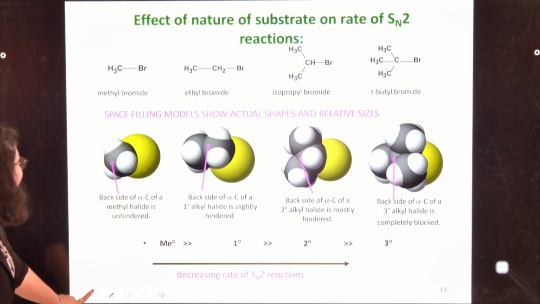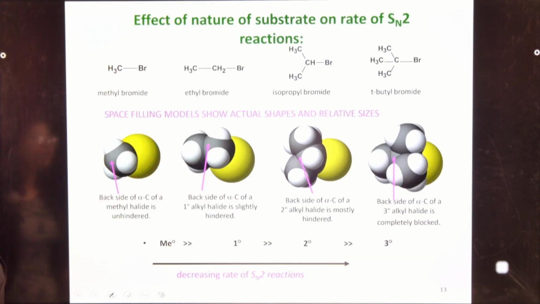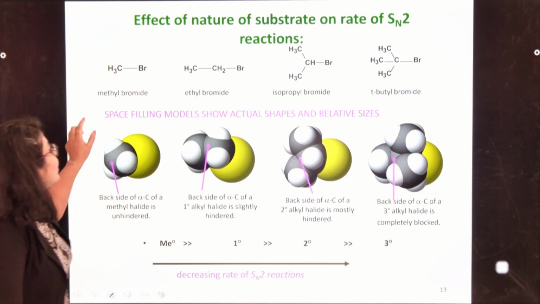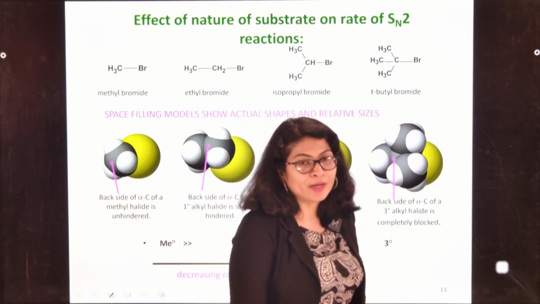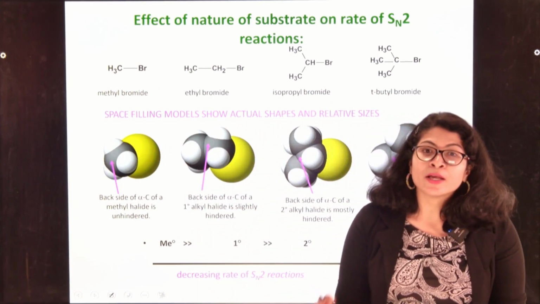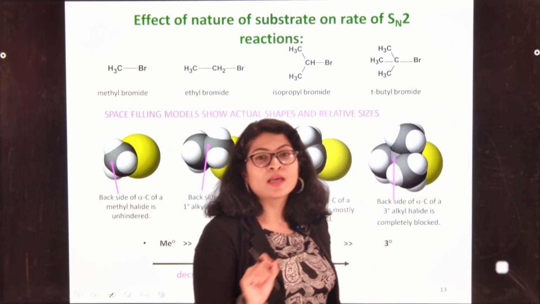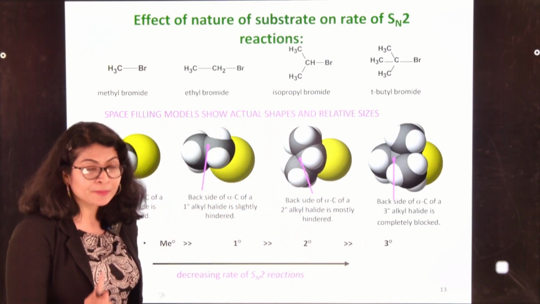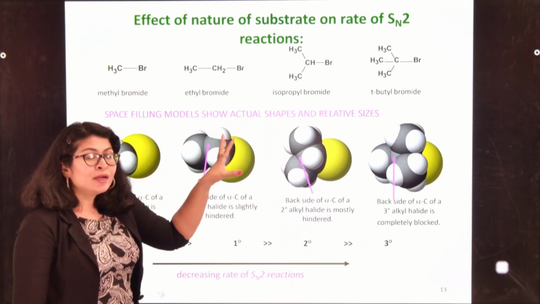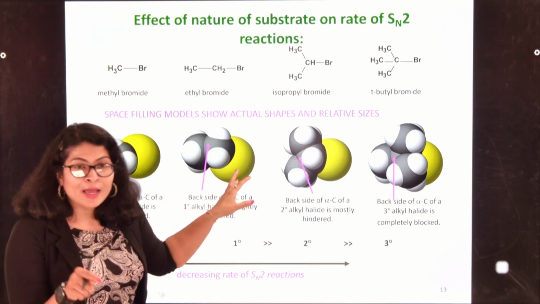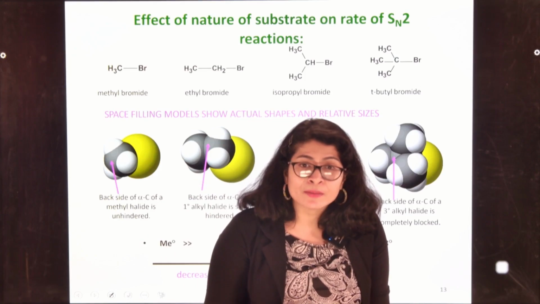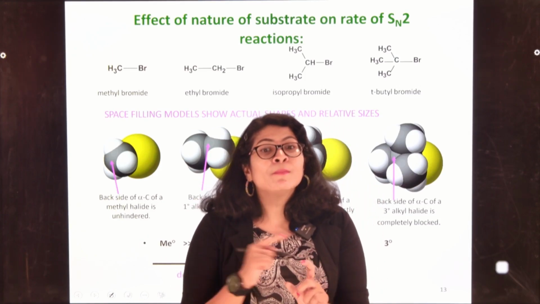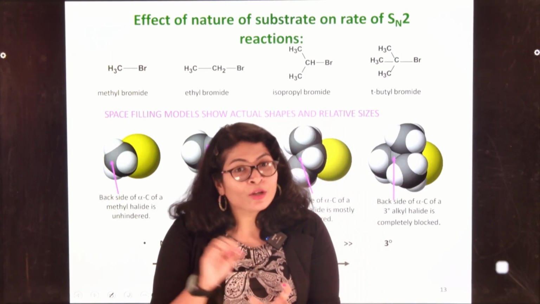Okay. Now if I see the nature of substrate: methyl bromide, ethyl bromide, isopropyl bromide and tertiary butyl bromide. Here basically how the reaction is occurring, the nucleophile is coming and attacking from the back side, right? So if the carbon atom on which the nucleophile has to attack is more bulky, that means it is associated to more number of carbon atoms, then the nucleophile has to compete in order to find a site of attack.